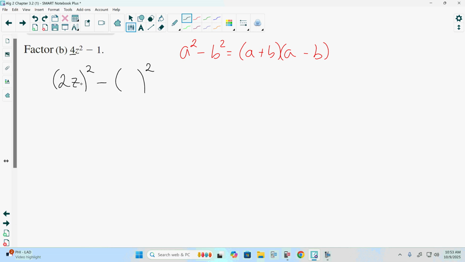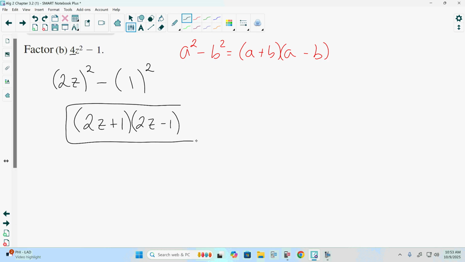It is a perfect square. What times itself is 1? 1. So a in our case is 2z, b is 1. So we would say a plus b. So for us here it would be 2z plus 1. And a minus b would be 2z minus 1. Questions on this here?